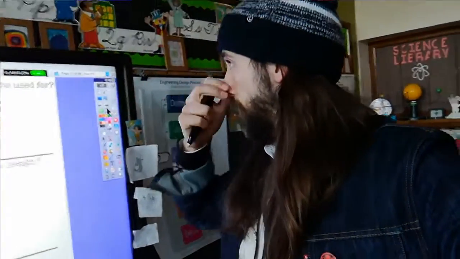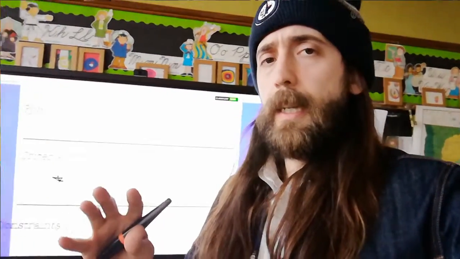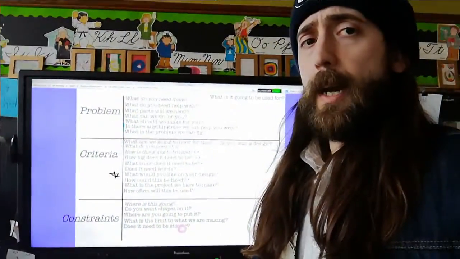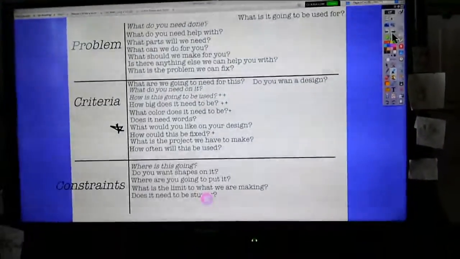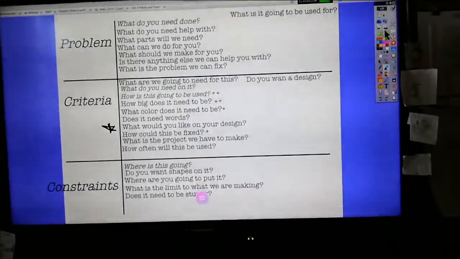So I had them break out into small groups. After the students broke out into small groups, they brainstormed questions that they could ask. After that, we organized those questions. Here I have the 3 categories: problem, criteria, and constraints.